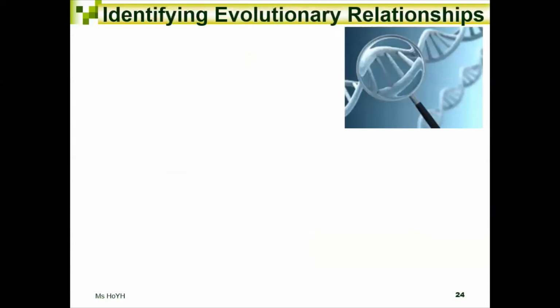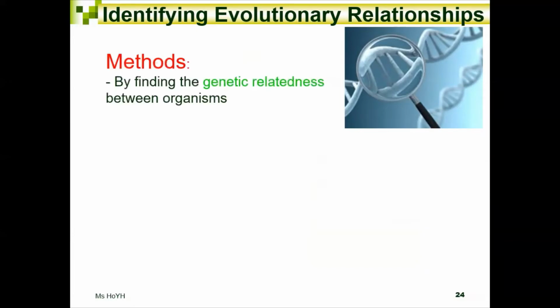All right, so we want to identify evolutionary relationships between two different species. How do we do that? It is by finding genetic relatedness between organisms. That means how closely related we are has to do with how closely related our DNA is, isn't it? Because we started off with the same DNA from the ancestor, right? Same DNA. Then, because of natural selection, different alleles are selected, right? So the allele frequencies start to change. As time passes by, our differences become more and more.